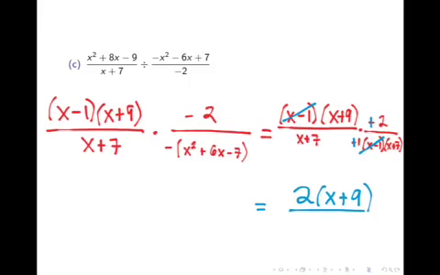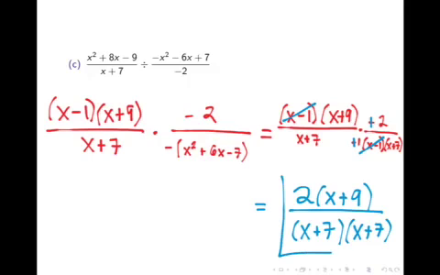And in the bottom, I have x plus 7 times x plus 7, or if you wanted, you could write that as x plus 7 squared. Now on Hawks, I don't think it'll let you write it as x plus 7 squared. You would have to write it out as x plus 7 times x plus 7, so keep that in mind.